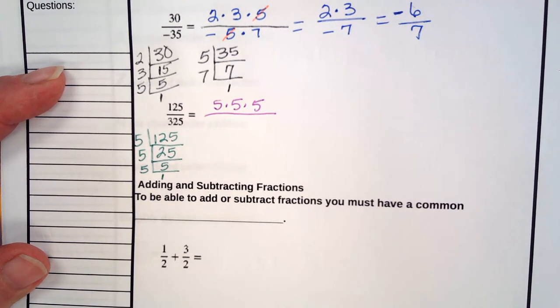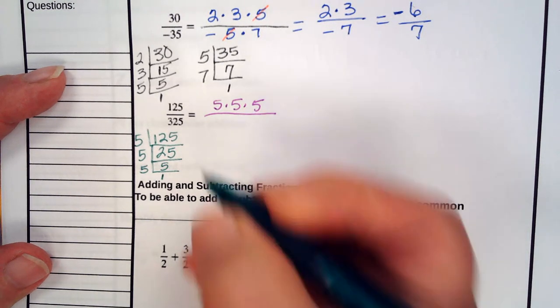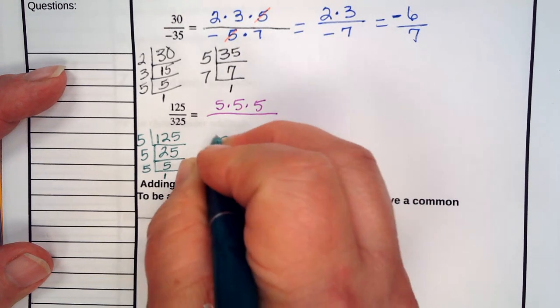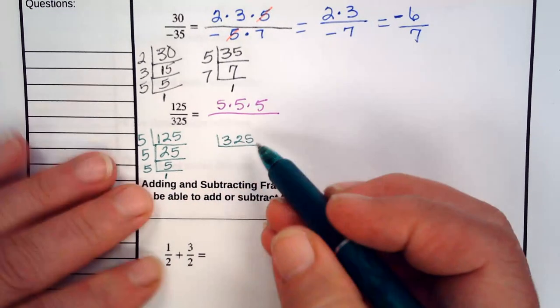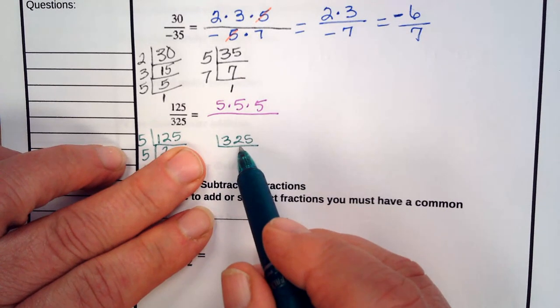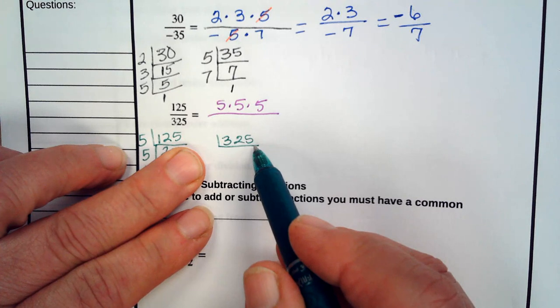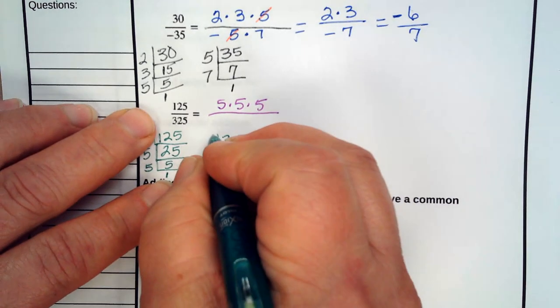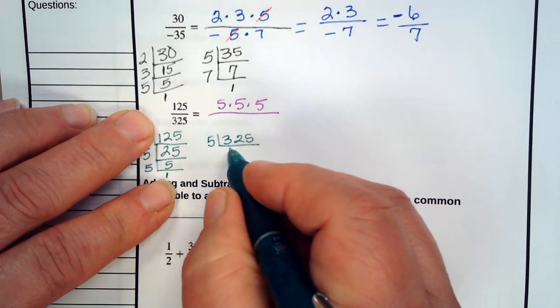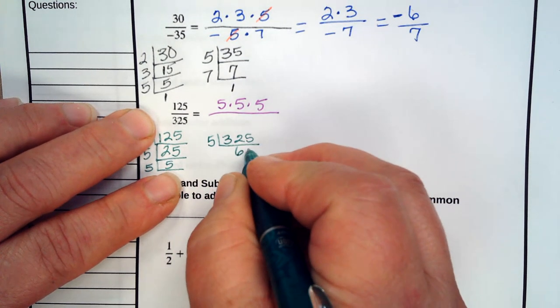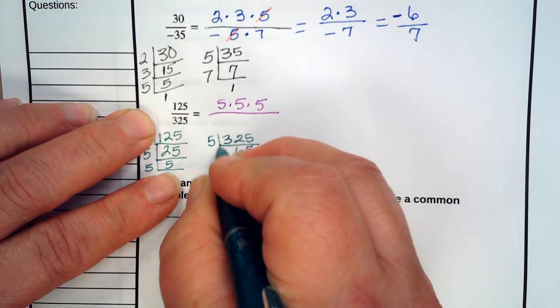What about 325? Is it divisible by 3? 3 plus 2 is 5, plus 5 is 10. Not divisible by 3. Is it divisible by 5? Yes. 5 goes into 30 6 times, and I've got 25 left over, so this would be 65.